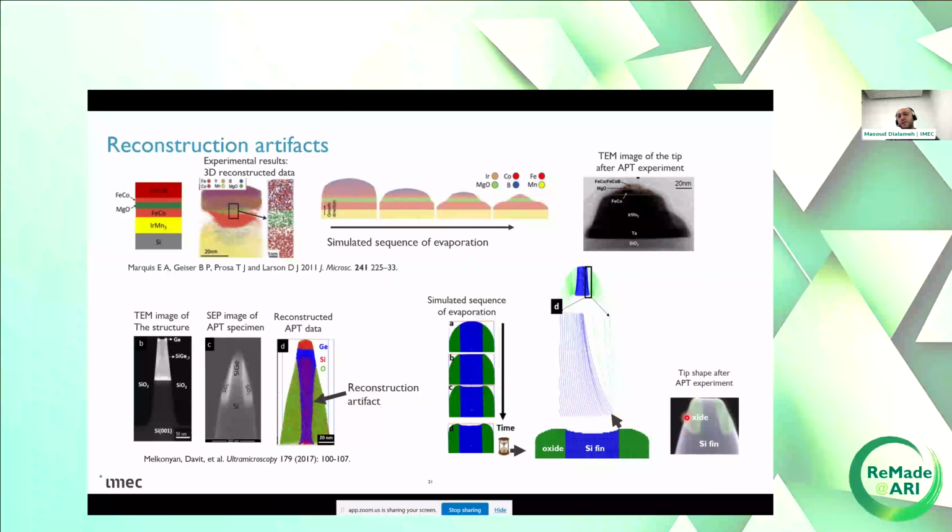This is also evident from the SEM image of the tip after the atom probe experiment. We see that this is not anymore hemispherical and is more flat on the top.